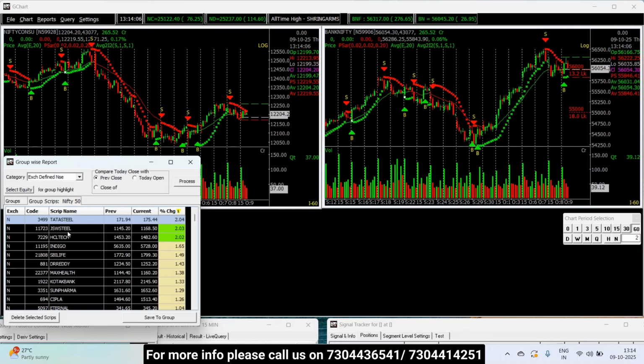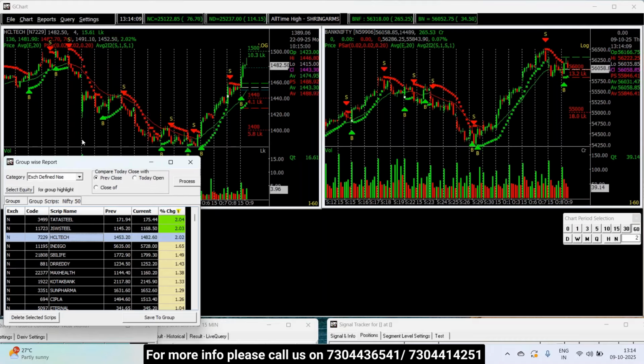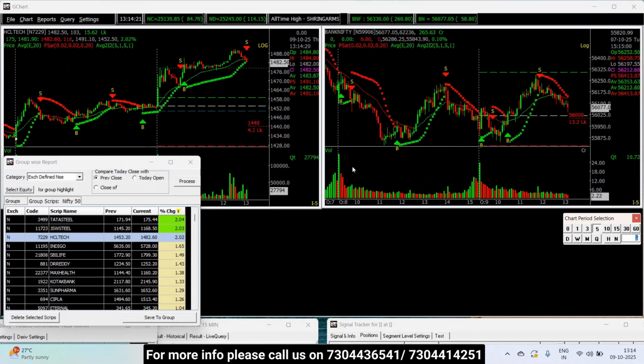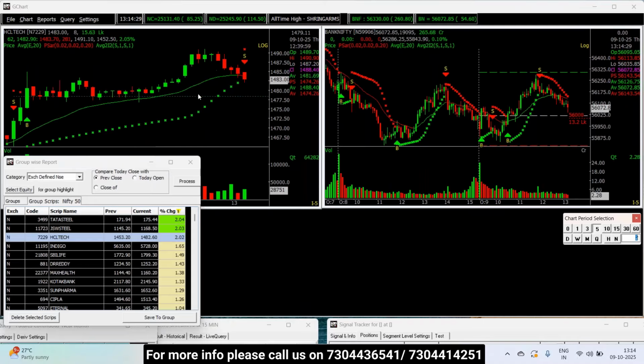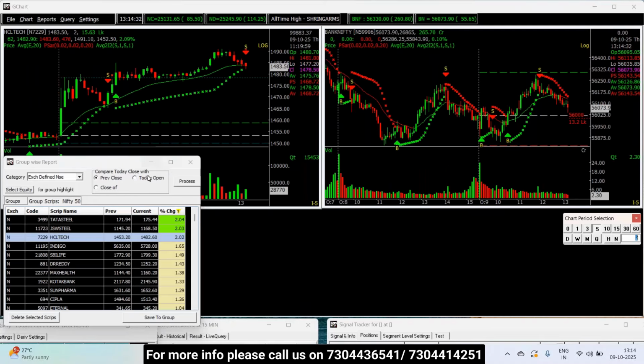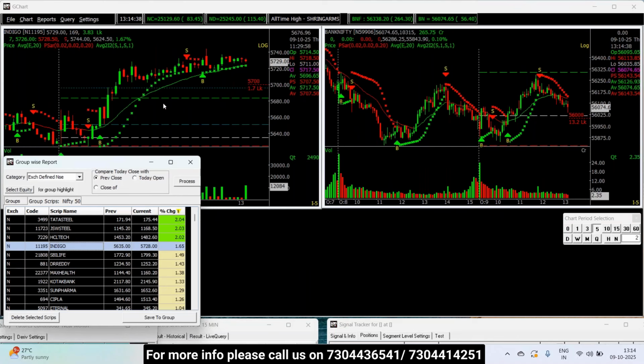For example, I'll open HCL Tech. As you can see, HCL Tech has been opened. For the time being, I'll change the time period to 5 minutes for better understanding. As you can see, it's in the green color and you can see a strong rally, an uptrend. And you can go to Indigo, which is in white. There are some ups and downs, but it's again a good uptrend. So this is the Nifty 50, and you can find all the Nifty 50 charts here.